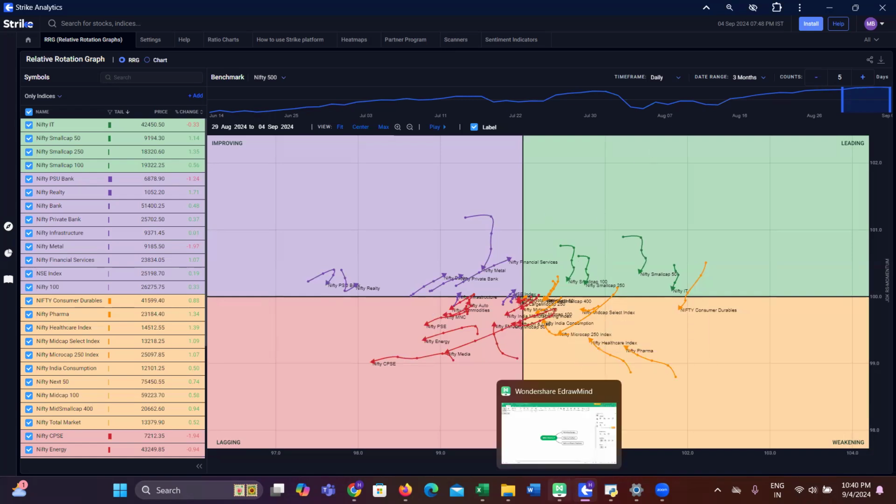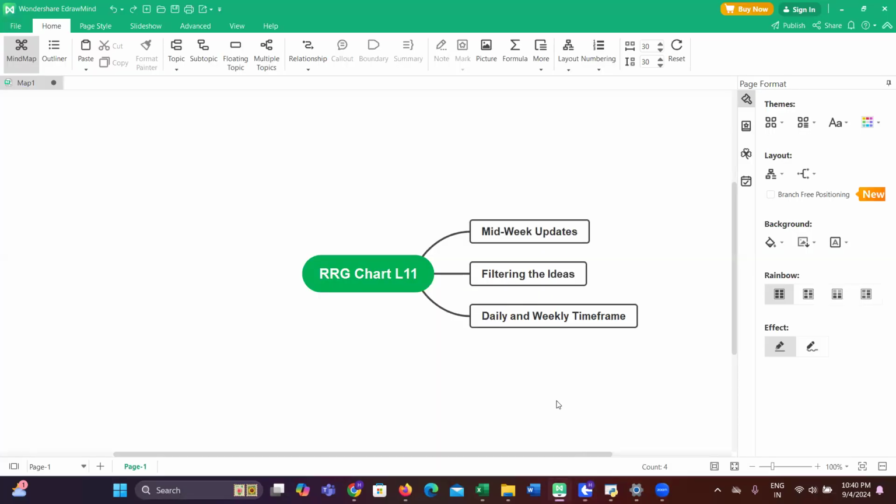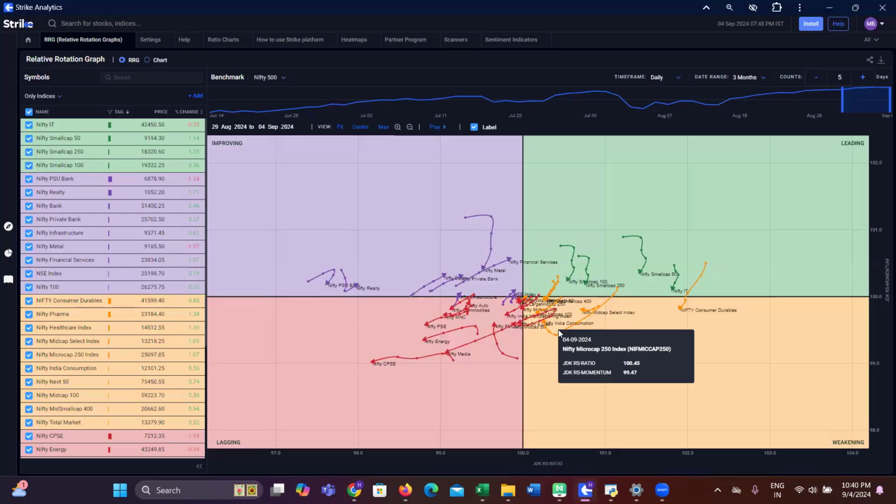Now, we covered the following: the midweek update and filtering the ideas. As I said, look at the top-down approach, and then we have also looked at the daily and weekly time frames, and you can play around with the daily and weekly time frames to see how the indices and the underlying stocks are moving as well. And you have an option. I think I have covered this before as well.